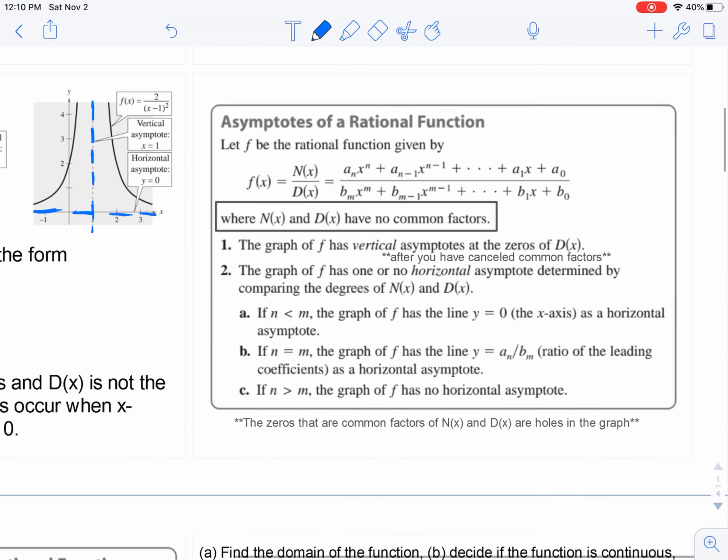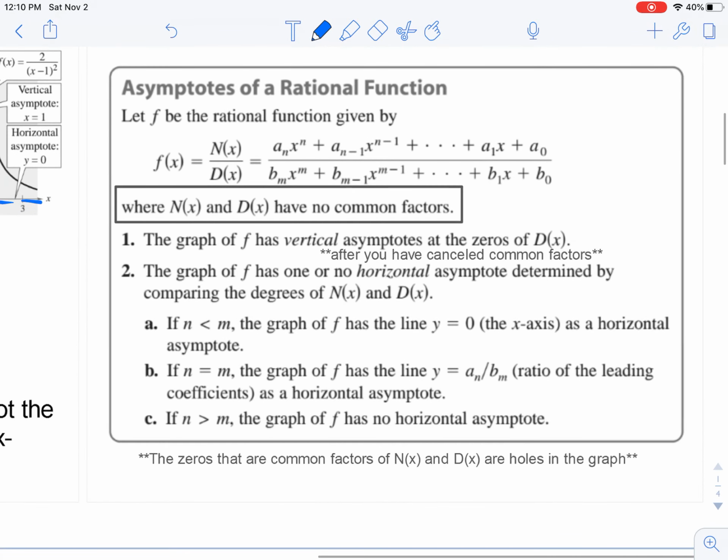So if you look at the asymptotes of a rational function, for step 1, the graph of f has a vertical asymptote at the zeros of d of x. So you find the vertical asymptotes by calculating the zeros of the denominator. This is only after you've canceled out any common factors. Step 2, we're going to be looking at the horizontal asymptote.